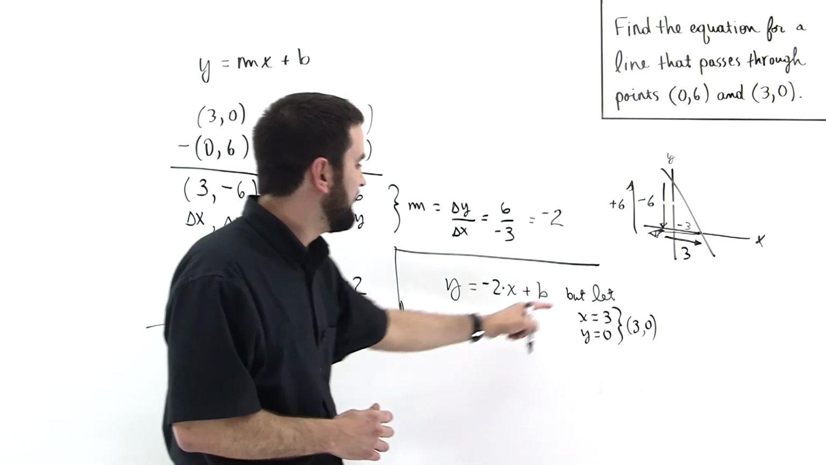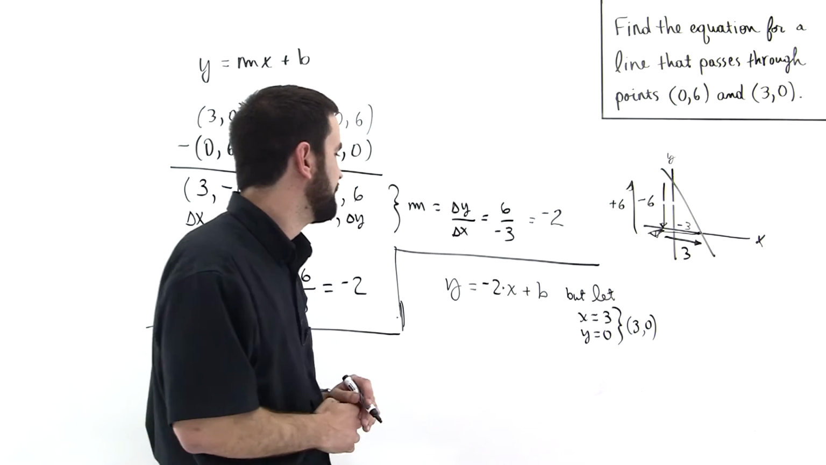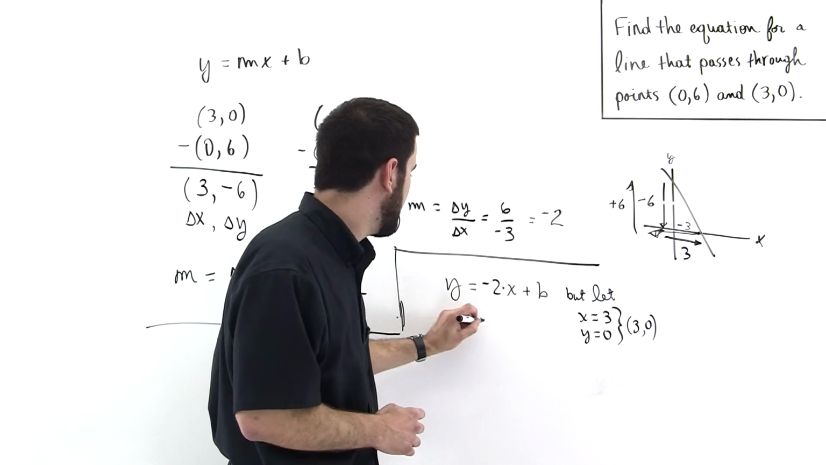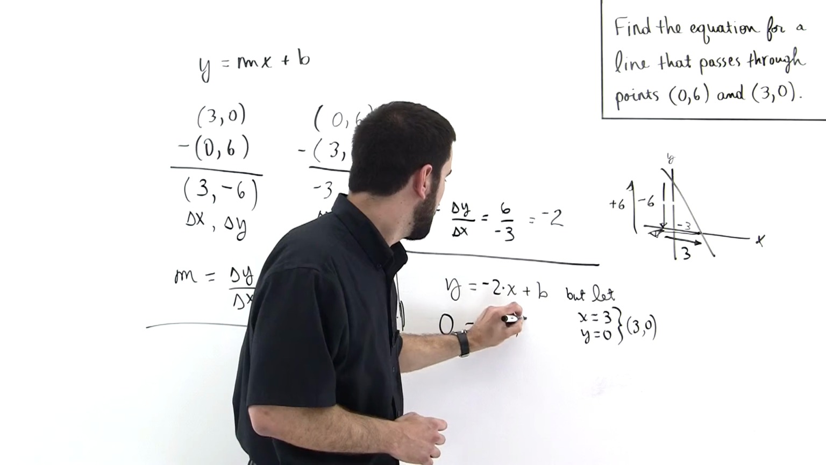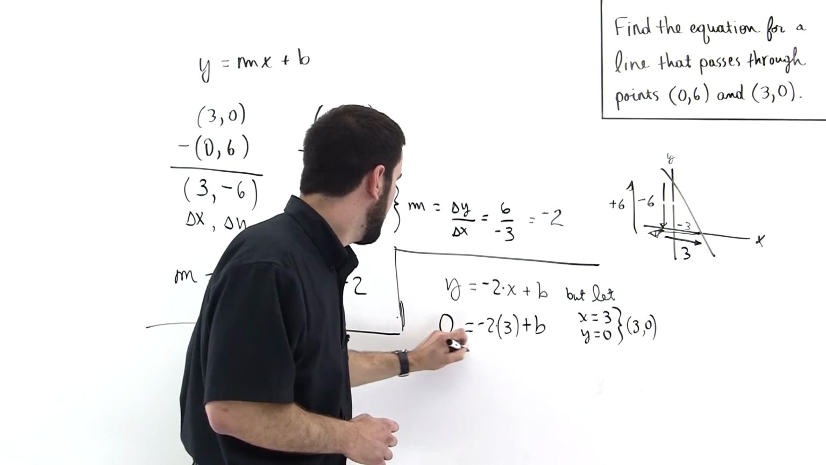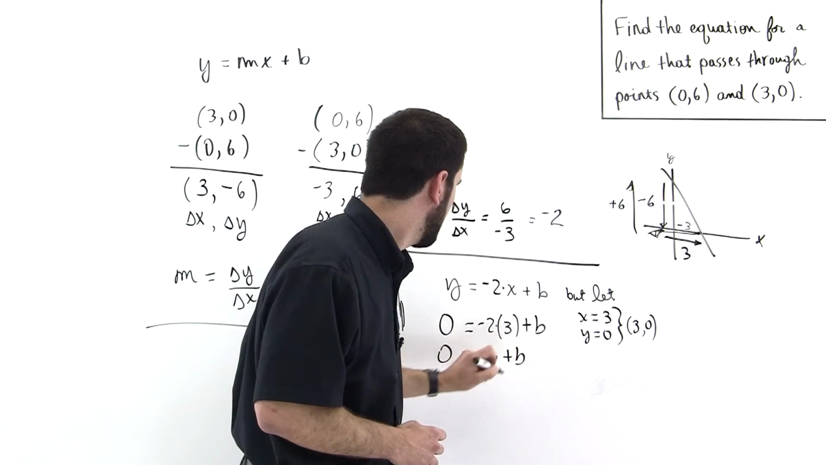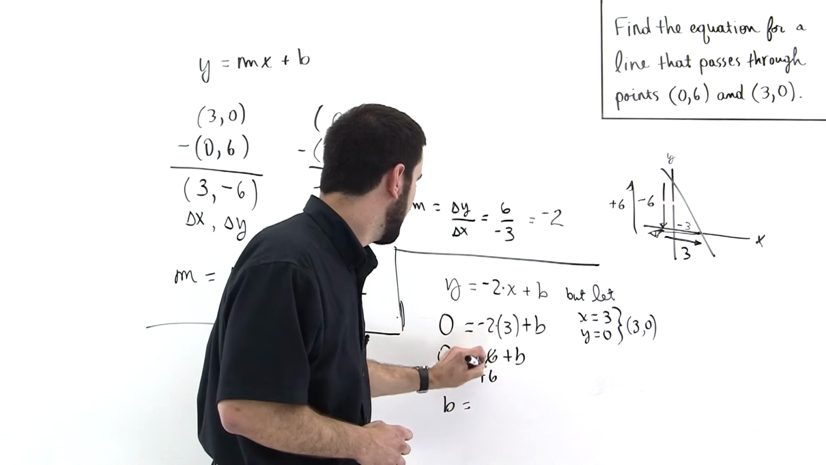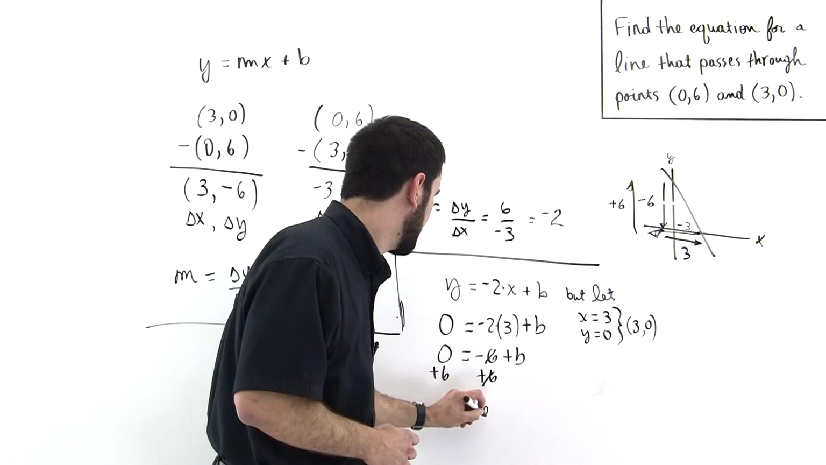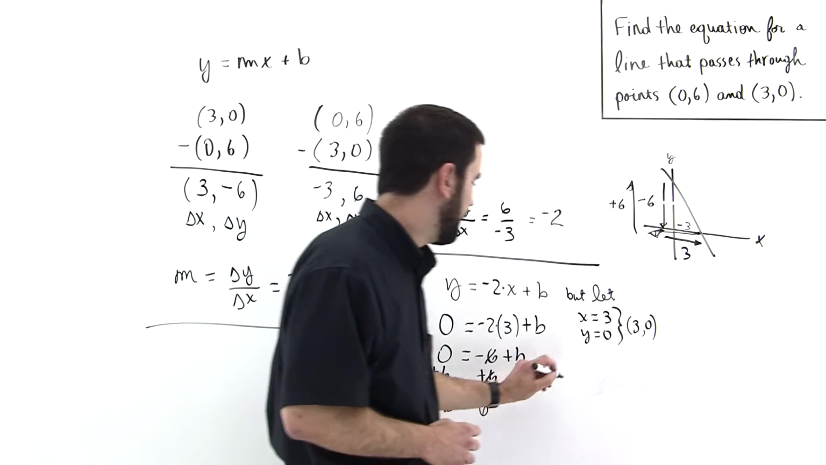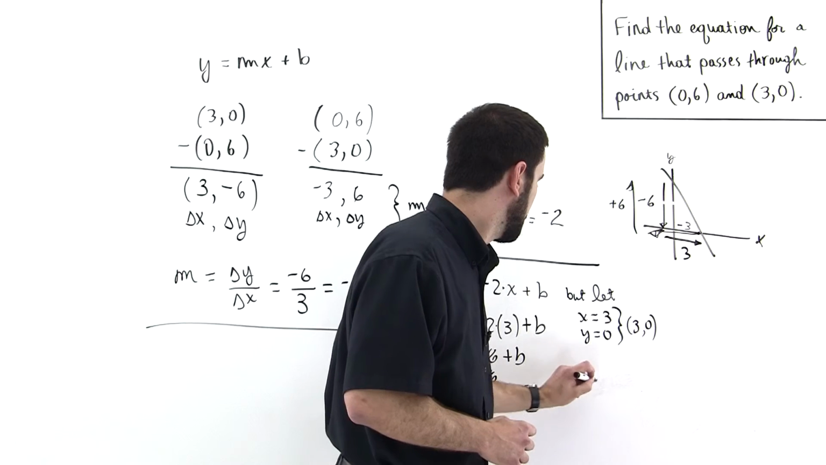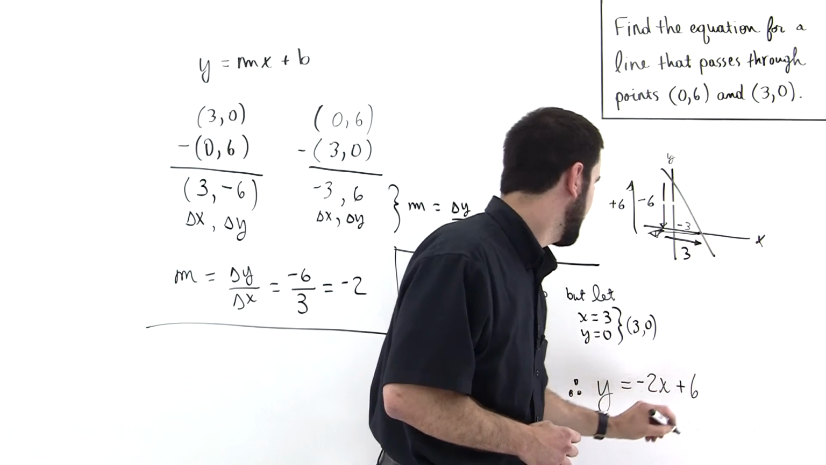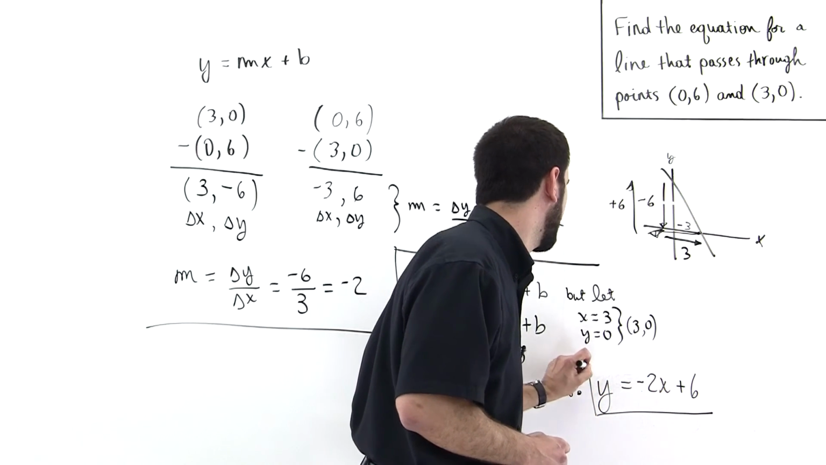So y is equal to 0, x is equal to 3, so negative 2 times 3 plus b. So we have 0 equal to negative 6 plus b. Add 6 on both sides. This cancels, and we see that b is equal to 6. Therefore, y is equal to negative 2x plus 6, as expected, because we did this problem previously with the graphical method.